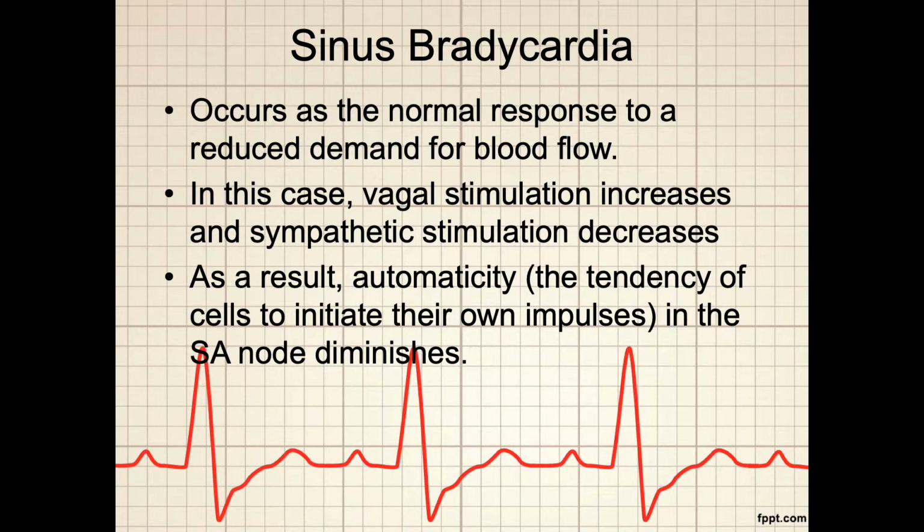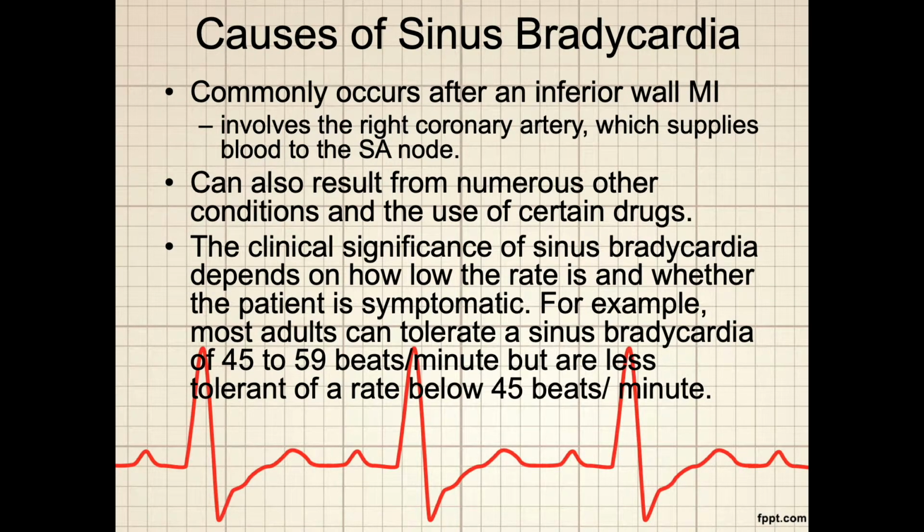As a result, automaticity, that is, the tendency of the cells to initiate their own impulses in the SA node, diminishes. And although sinus bradycardia should be considered a normal condition under the right circumstances, it can occur because of pathologies. In fact, it commonly occurs after an inferior wall MI because this involves the right coronary artery, which supplies blood to the SA node. It can also result from numerous other conditions and the use of certain drugs known as negative chronotropes, that is, medications that decrease the heart rate.